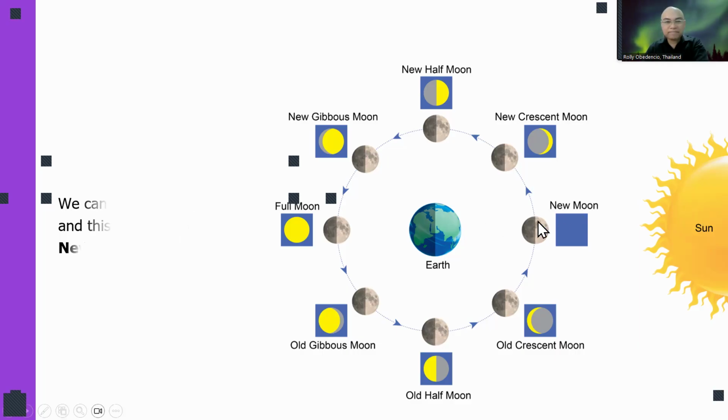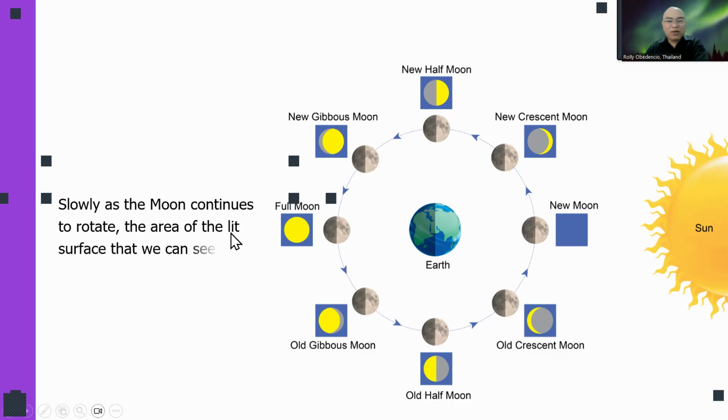All right? And then slowly, as the moon continues to rotate, the area of the lit surface that we can see from the earth gets bigger. This one. So this one gets bigger.